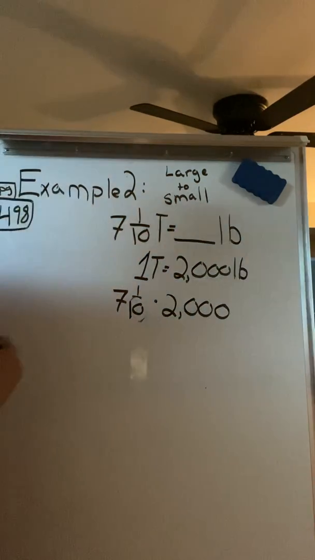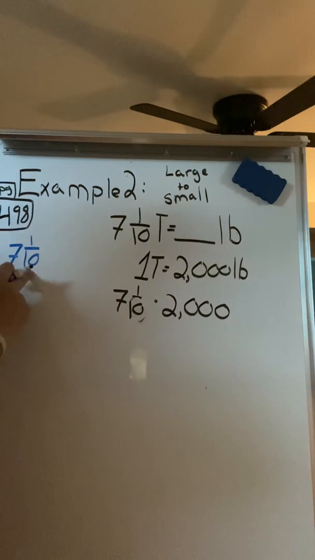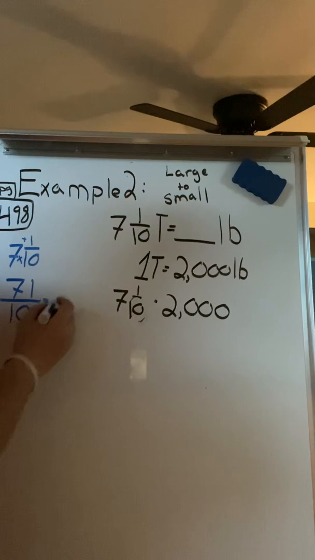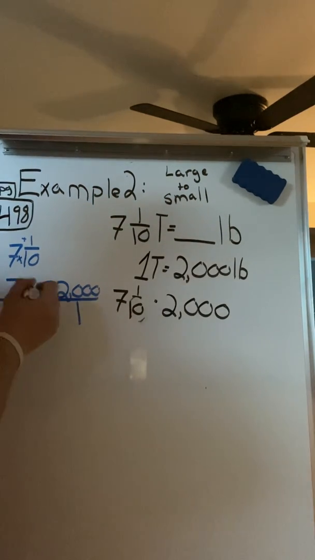So remember, 7 1/10, I would make this an improper fraction. So the first thing I do is take 7 times 10 plus 1. So 7 times 10 is 70, plus 1 is 71 over 10. And then I'm going to multiply this by 2,000. And we know that to make 2,000 a fraction, we just put it over 1. So then we multiply straight across.